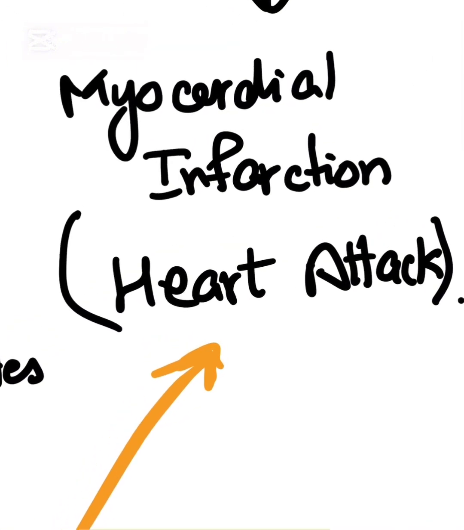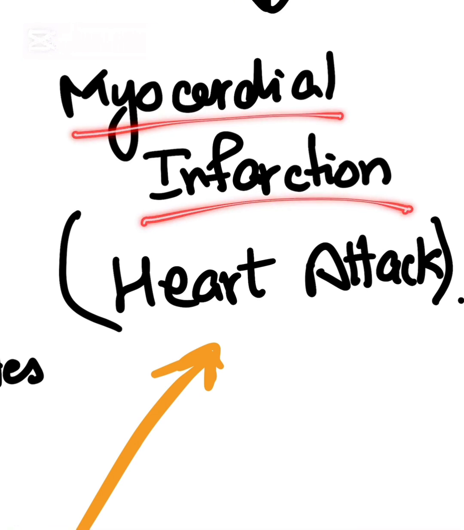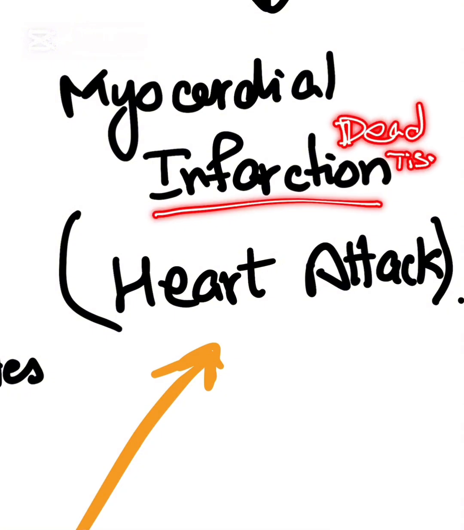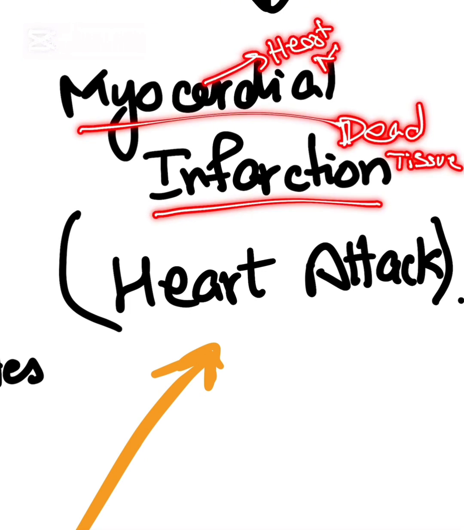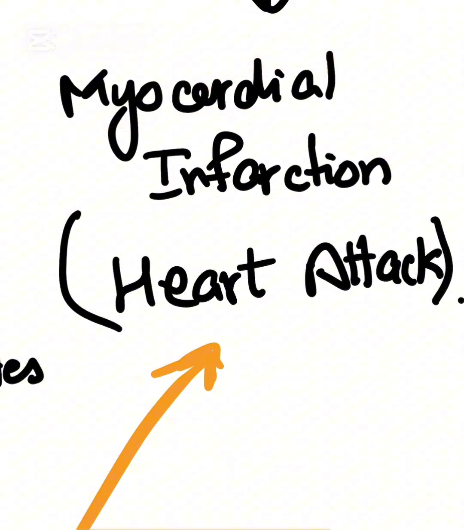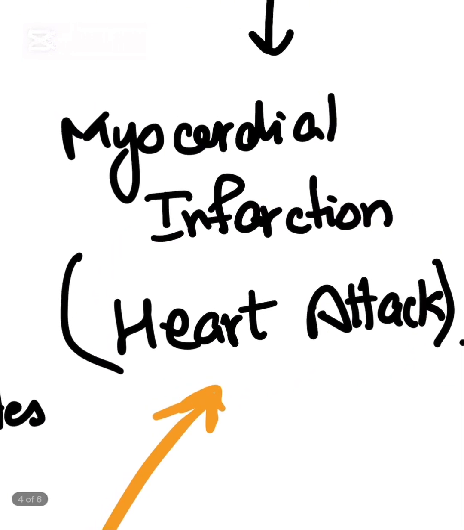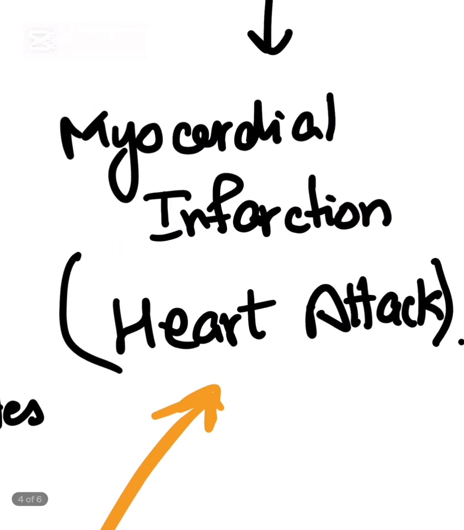So heart attack, in a very simple explanation, is known as myocardial infarction. This is another name of a heart attack. Infarction means dead tissue. Okay, and myocardial means heart muscle. So what we have is dead tissue of the heart muscle. So that leads to a heart attack. A very simple explanation which I believe you have understood.